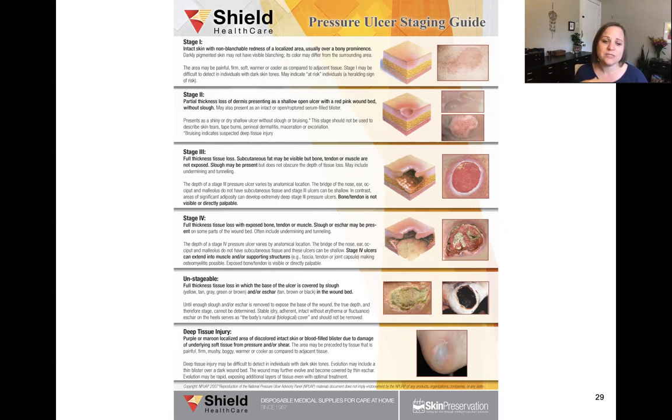And then finally, you can see a deep tissue injury where the skin is intact, and it might even look like a blood blister, but you don't know what's going on underneath. You know that there's some kind of deeper injury, but the skin on top is intact. It may look like a blood blister, or it may look kind of purplish, but you just won't know what kind of deep tissue injury you're dealing with because that first layer is still intact.